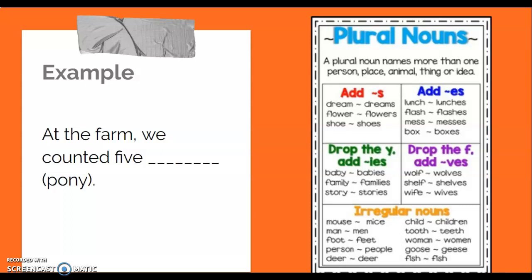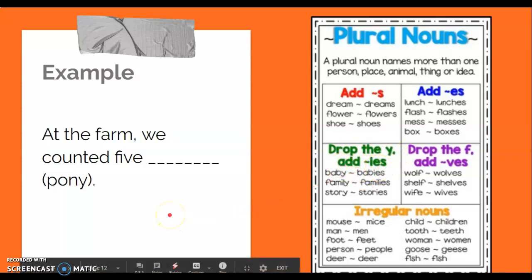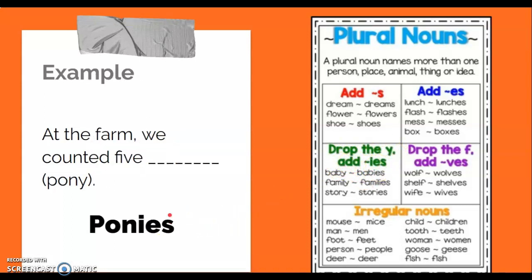At the farm, we counted 5 blank. Okay, so the singular is pony. I need to figure out what the plural is going to be because it says the word 5 right here. That means there's more than one. Well, it's a consonant and a Y. So if I go over here, drop the Y, add IES. So that means ponies is going to be my answer.